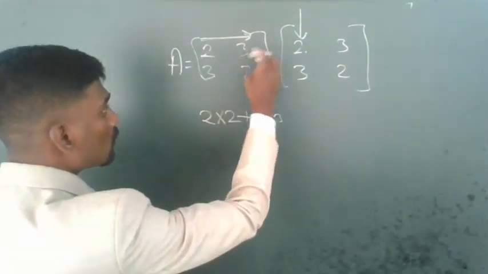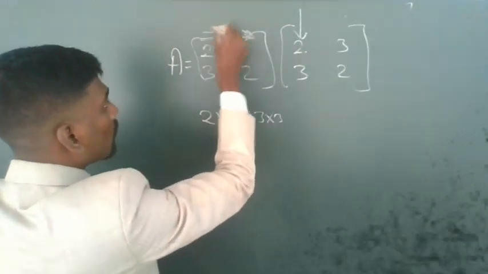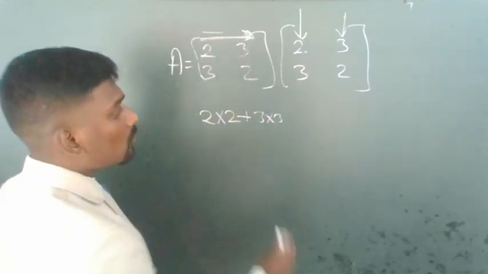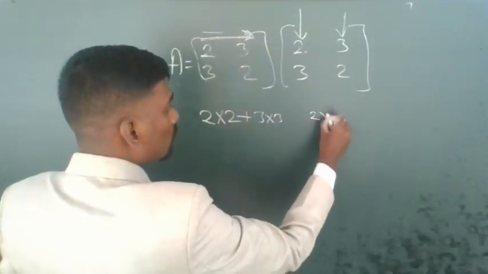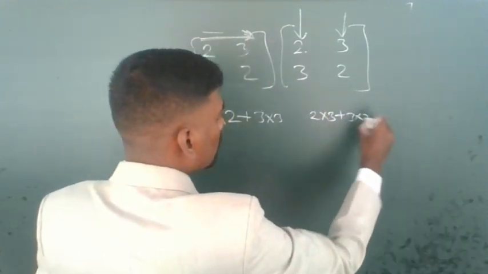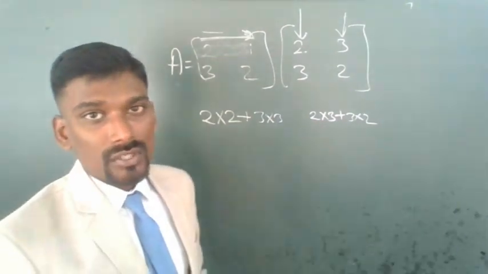Okay, 2 into 2 and 3 into 3. The next, again the same row. You are going to take again the same 2, 3 and multiply with 3 and 2. So 2 into 3, then 3 into 2. This will be the first thing. Now, completely forget about the first row. The job is done.